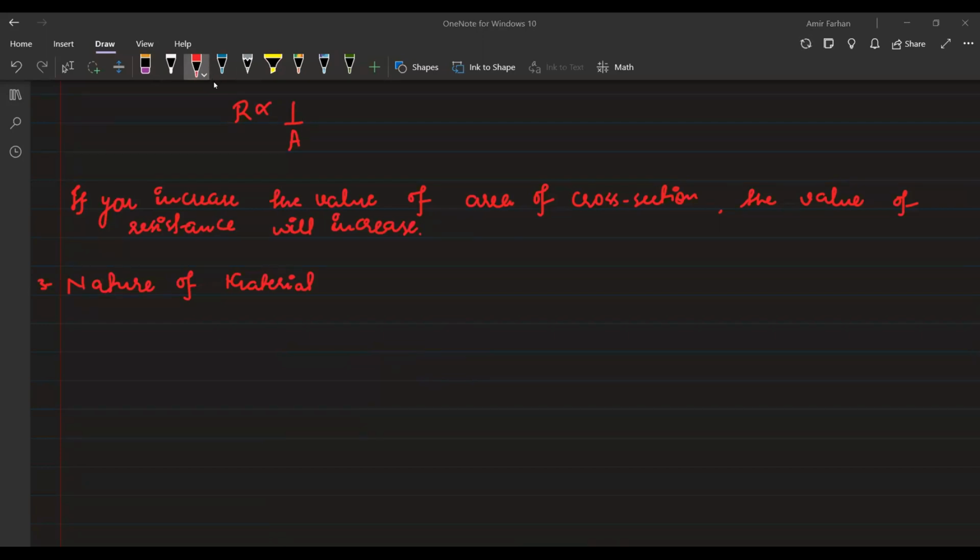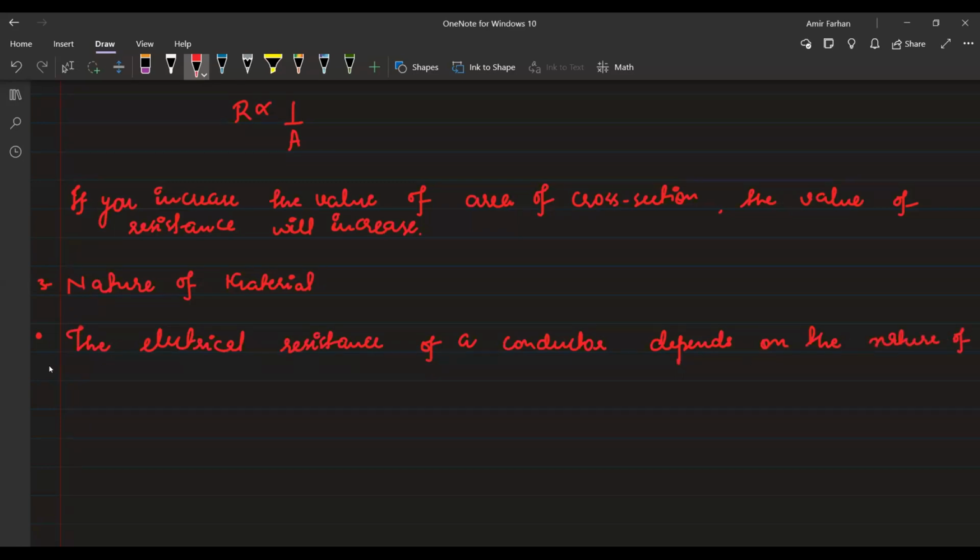Okay, let me write the words here. The electrical resistance depends on the nature of the material of which it is made. Some materials have flow.